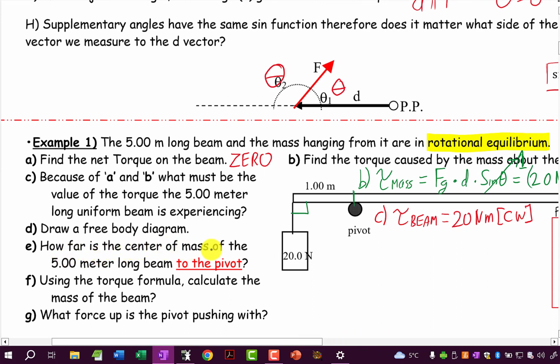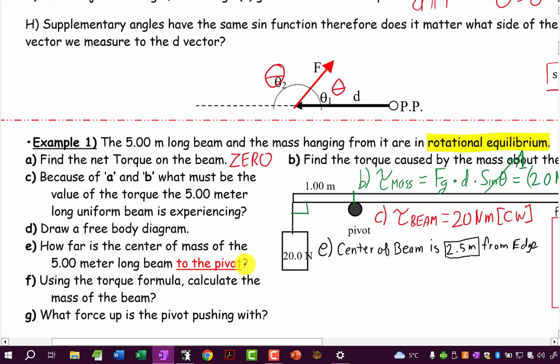How far is the center of mass of the 5-meter long beam to the pivot point? Okay, so this is E. It says it's a 5-meter long beam. So the center of the beam is 2.5 meters from the edge. The center of it is halfway through it. It has to be right in the middle.